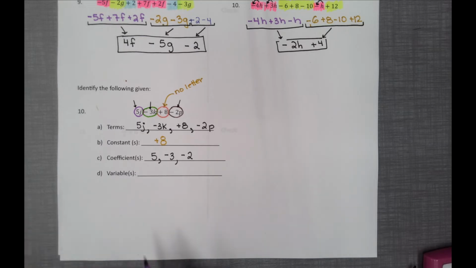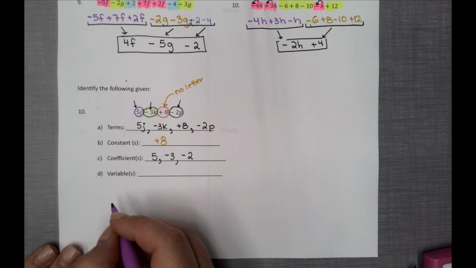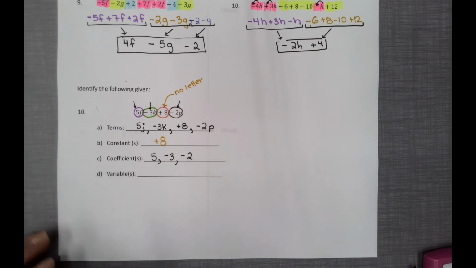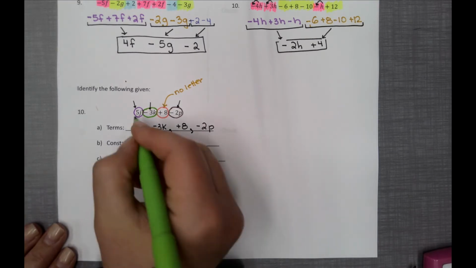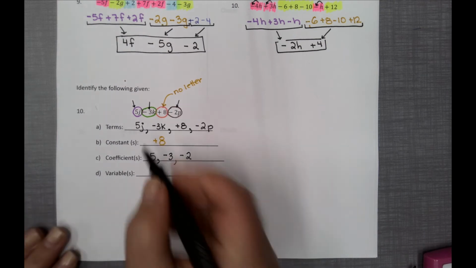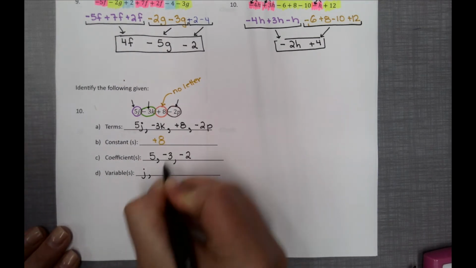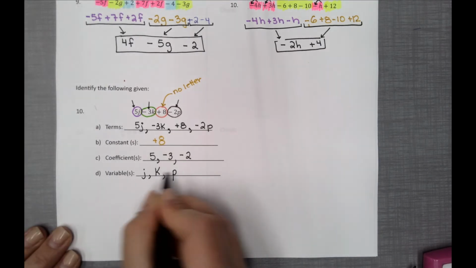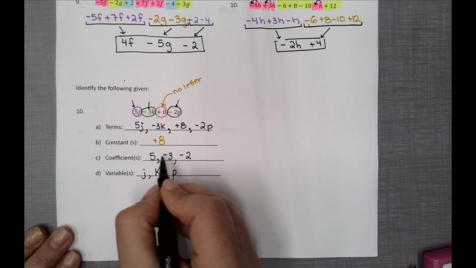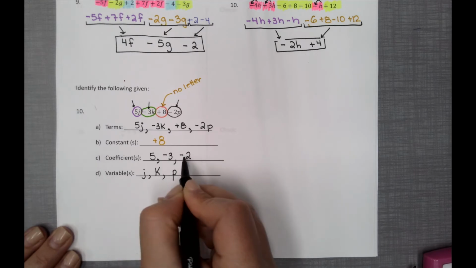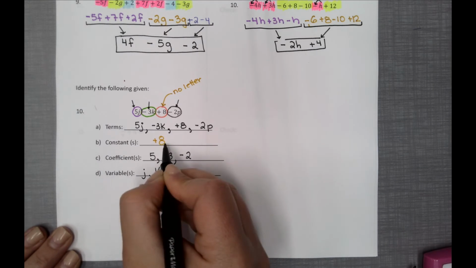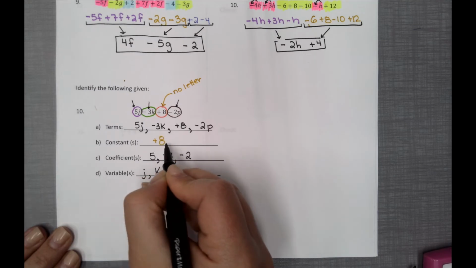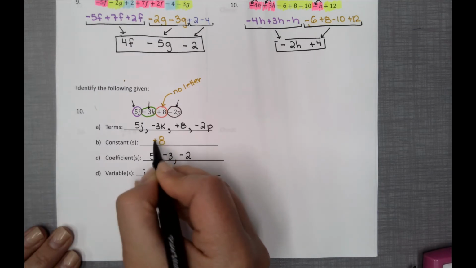Now, variables are our letters. We want an unknown letter that represents an unknown number. So I have a J, that's my letter, comma. I have a K, that's my letter, comma. I have a P. No numbers when it comes to variables. No letters when it comes to coefficients. Constants are no letters because it doesn't exist in a constant.